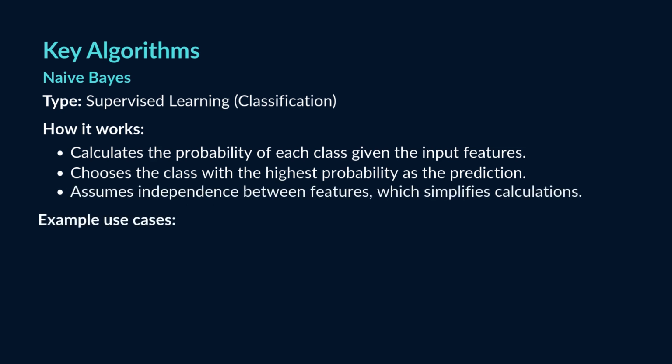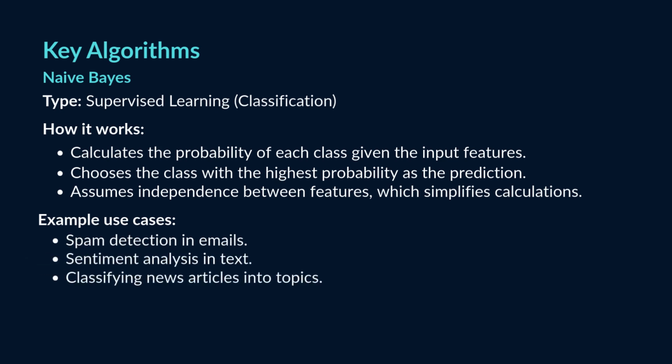Example use cases are spam detection in emails, sentiment analysis in text, classifying news articles into topics. Naive Bayes is fast, efficient, and requires a relatively small amount of training data. It's especially useful for text classification tasks.